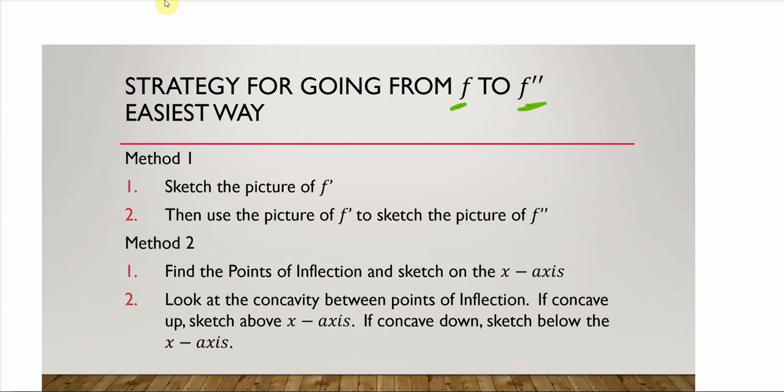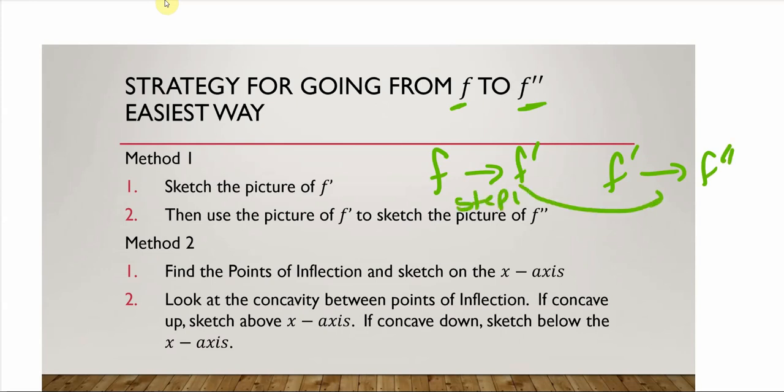There are going to be 2 methods on how to get from f to f double prime. The first method is, of course, to sketch: we're going to go from f to f prime. Then once we have f prime, we're going to go from f prime to f double prime. So we're actually doing 2 steps. This here is going to be step 1, and this is going to be step 2.